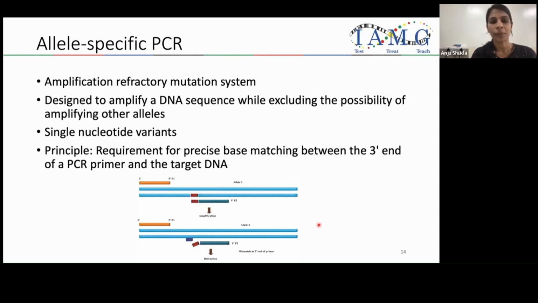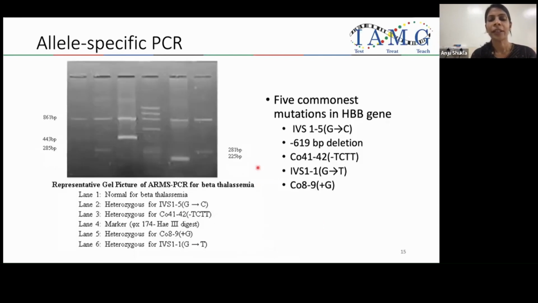So this is the principle of allele-specific PCR. This test has been widely used for detecting common mutations in the HBB gene, which can be multiplexed and investigated at once. However, this test has now been replaced largely by sequencing of the HBB gene, which turns out to be more cost effective and is able to detect most of the mutations that are present in the HBB gene.